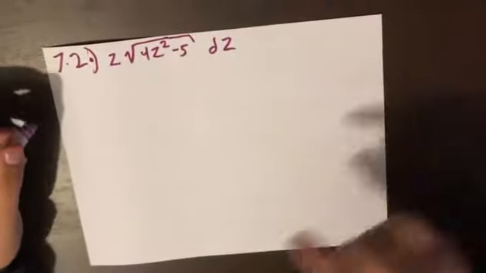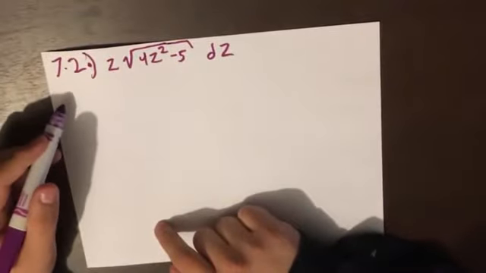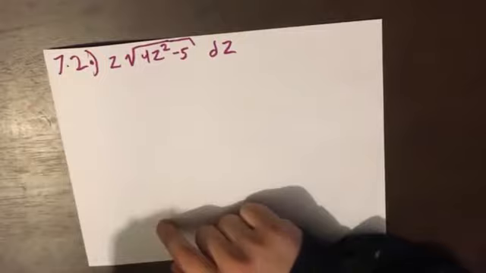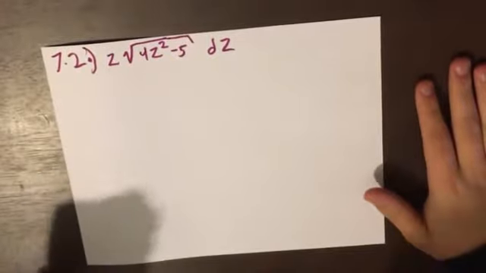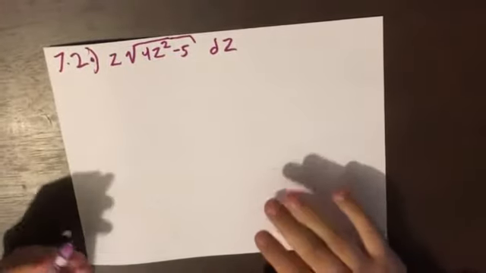Okay, so today we're going to be doing section 7.2. This is going to be question number 9 on the review. So we're going to be using substitution. Now, we all had a hard time in class doing this, but I actually know how to do this problem, so I'll show you guys how to do it.